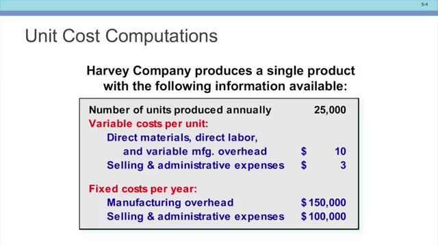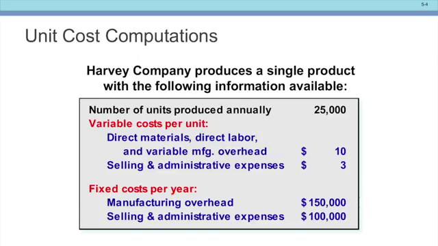So what impact would that have on an income statement, for example? If we look at the example here under unit cost comparisons, we can see that the Harvey Corporation produces a single product. Its variable cost per unit has direct materials, labor, and variable manufacturing overhead of $10, selling and administrative expenses of $3, manufacturing overhead of $150, selling and administrative expenses of $100.